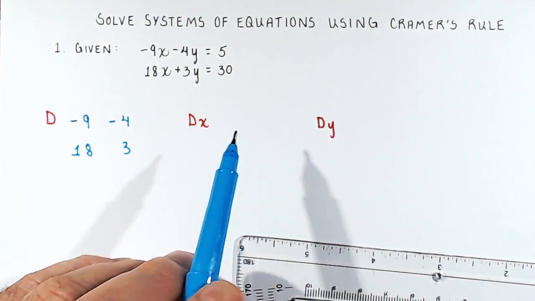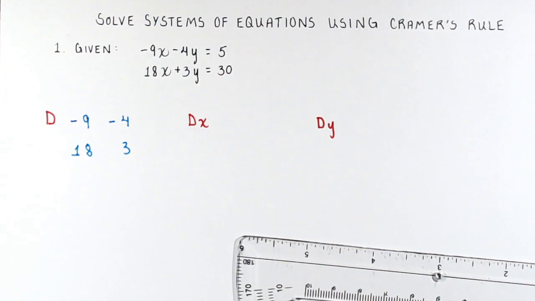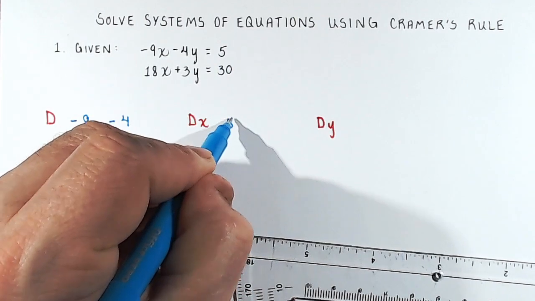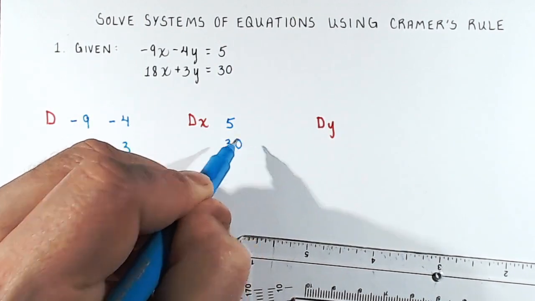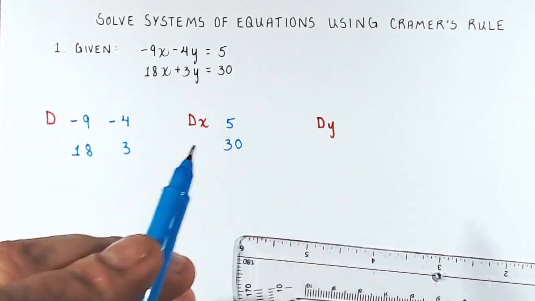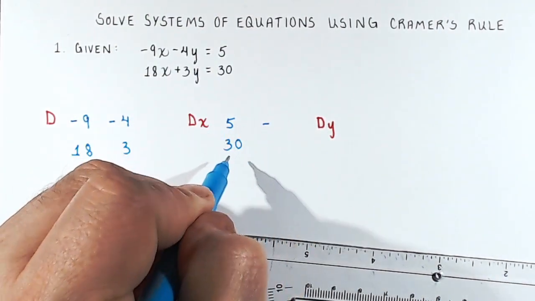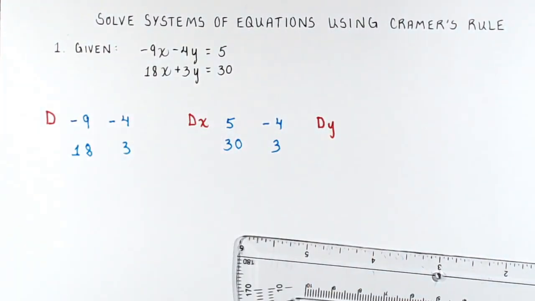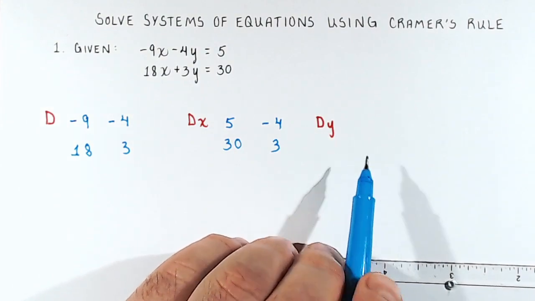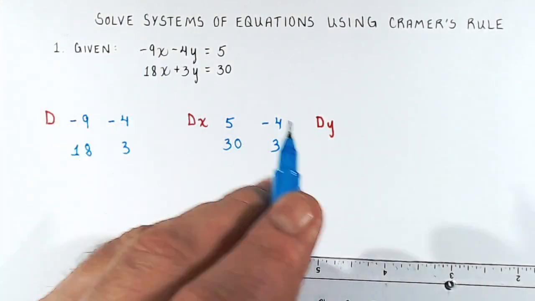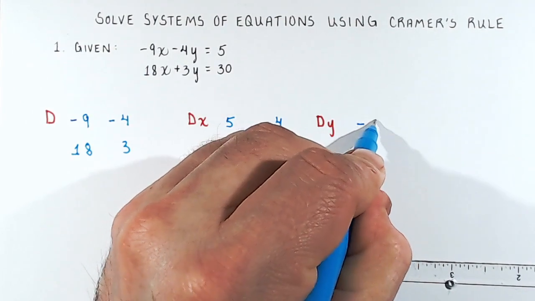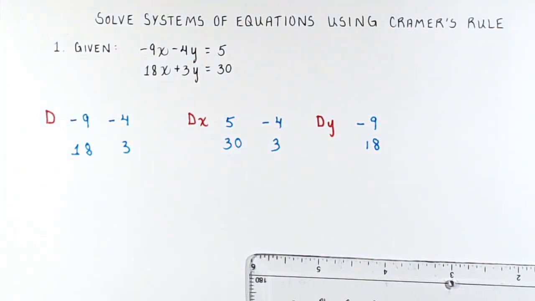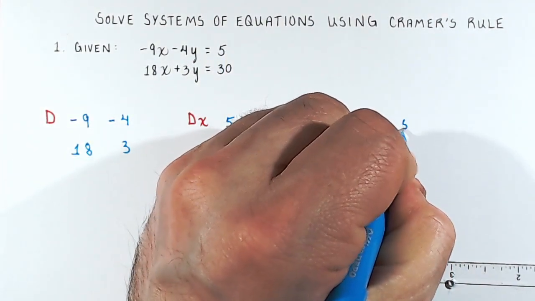D sub x, position here is extremely important. I'm going to take these two numbers, 5 and 30, and write them in this first column, and then use the y coefficients in the second column. So 5 over 30 here, and then -4 over 3 here. To compute the determinant y, I will put -9 and 18 in this first column. These are the coefficients of x, and then again 5 and 30 over here in the last column.